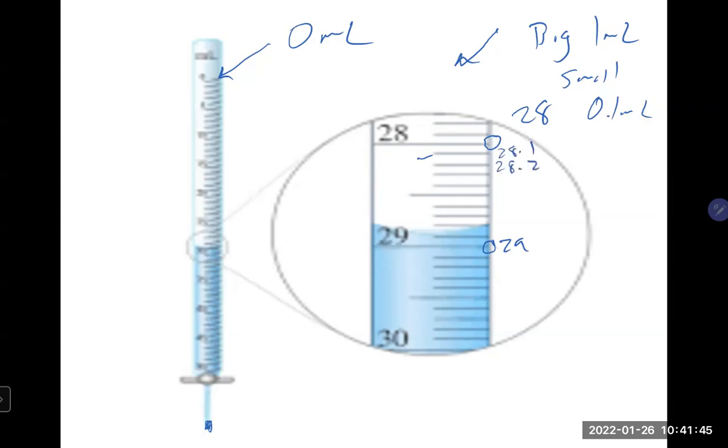28.2, and so forth. Obviously, that would be 28.5. So when we get down here, we can see it's at least 28.5, 28.6, 28.7, 28.8. I'll learn how to count. And about 29 is here. Again, the bottom of the meniscus is in that area.